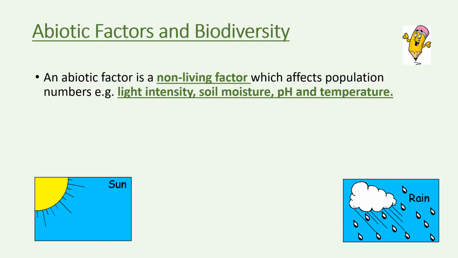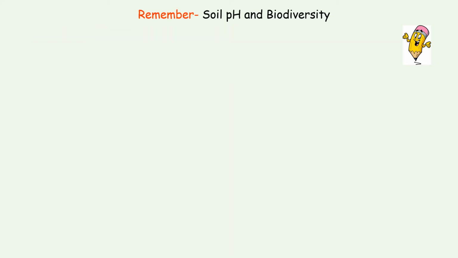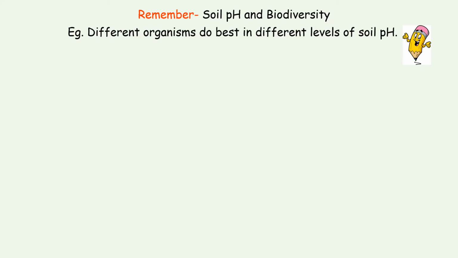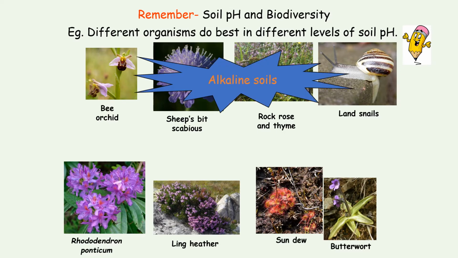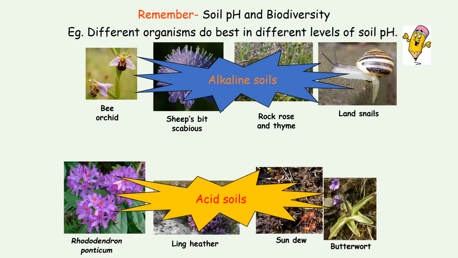Do you have any ideas of how abiotic factors might affect biodiversity? Pause the video and write down what you think before we go over the answers. An example where abiotic factors affect biodiversity would be soil pH. So different organisms can survive best in different pH levels. So for example, your bee orchid, your sheep's scabious, your rock rose and thyme and your land snail, they all survive in alkaline soils, whereas your rhododendron, your heather, your sundew and your butterwort, they all survive in acid soils.